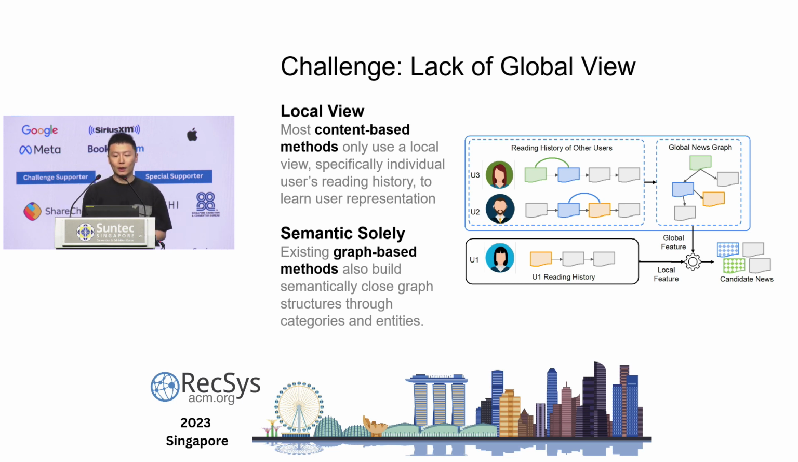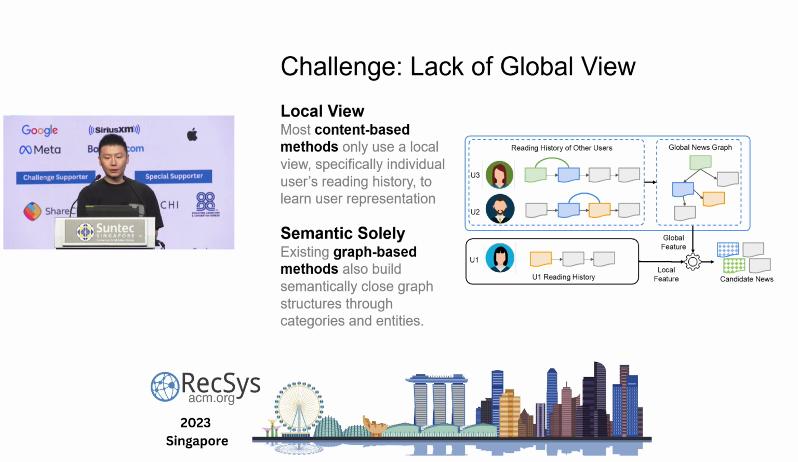Next, I would like to discuss some limitations of current news recommendation methods. Because of the rich textual information and short life cycles of news articles, content-based methods have become the most popular direction. Most content-based methods only use a local view, the specific individual user's reading history, to learn the user interest representation. And on the other hand, existing graph-based methods construct graphs through topic-related or entity-related connections, still limiting the approach to semantic connection graphs.